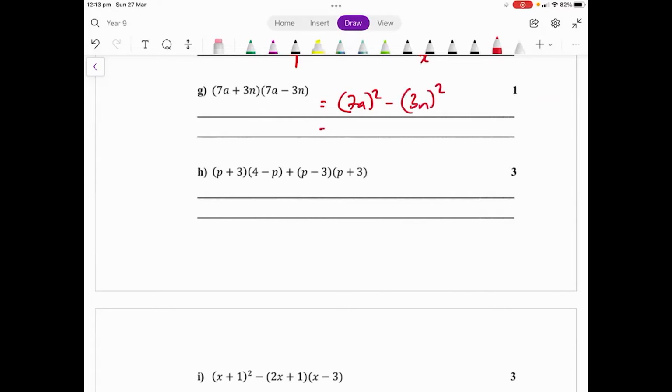So that's going to be 7a all squared minus 3n all squared. That gets you 49a squared minus 9n squared. Question H, I need to expand two sets of brackets and collect the like terms.